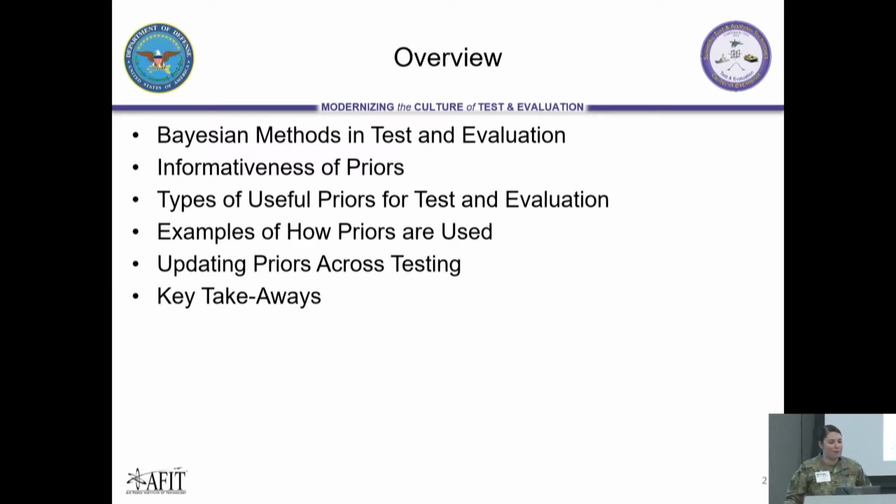So we'll talk about Bayesian methods in test and evaluation. We'll talk about the informativeness of priors, some of the types of priors that I think could be useful for test and evaluation, an example of how priors can be used across the continuum of testing, and then some updates, how that prior updates across testing, and some key takeaways.